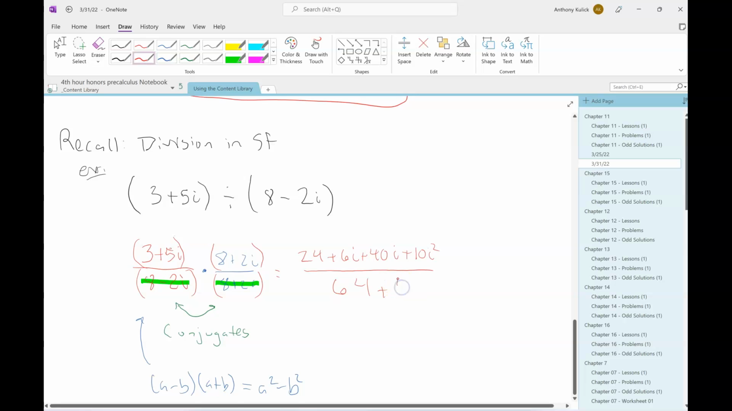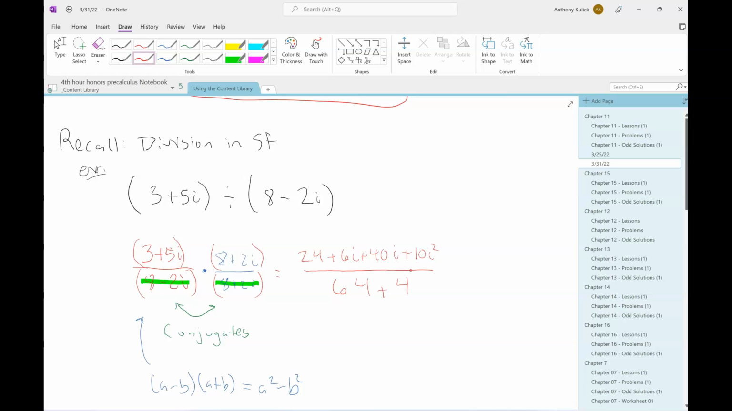So it's just going to be 64 plus 4. Wait a minute, Mr. Kulik. Why is it a plus instead of a minus? Because the i squared is the negative 1, so I'm just simplifying that step there. Is everybody cool? We see where the plus comes from.